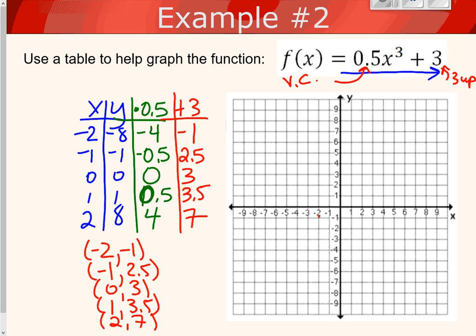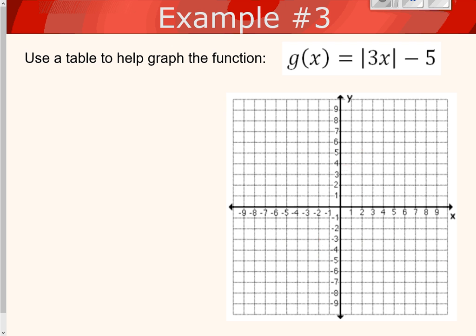Okay, (-2, -1), (-1, 2.5), (0, 3), (1, 3.5), and (2, 7). And this is what we get. So I have something that's vertically compressed. So we've kind of flattened it down and then moved it up 3. So there we go. Looks great.